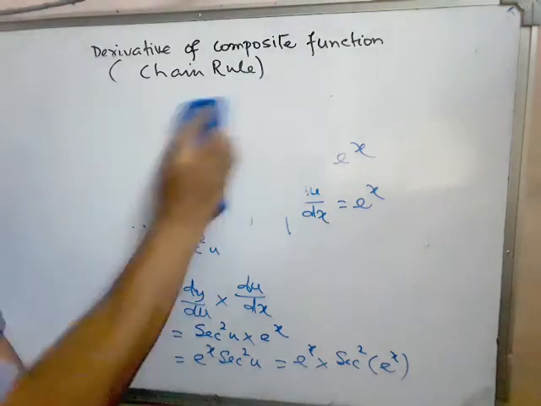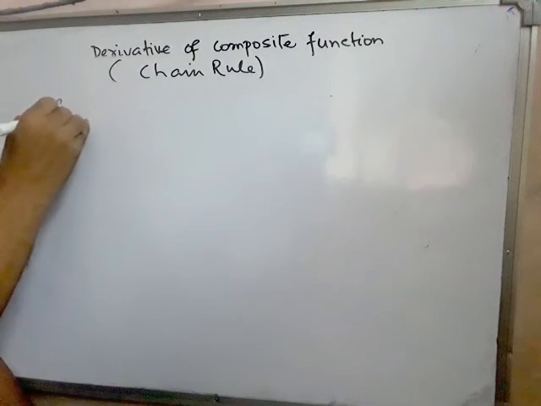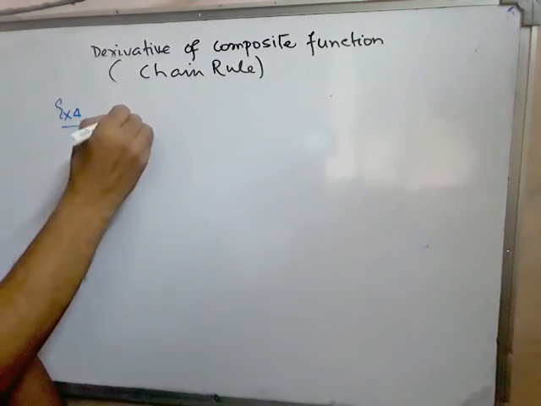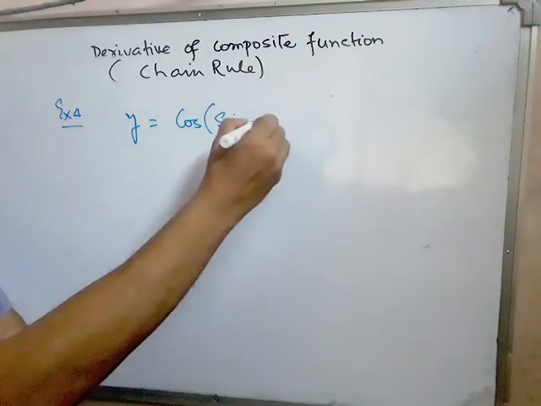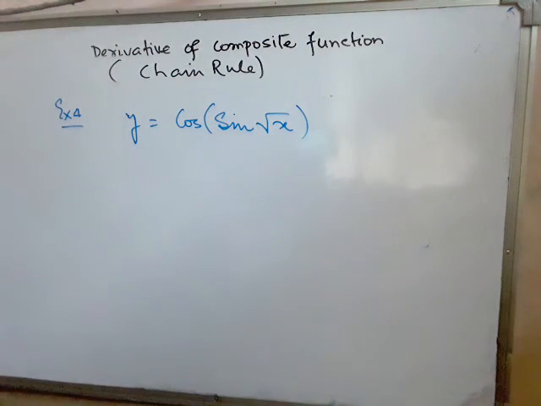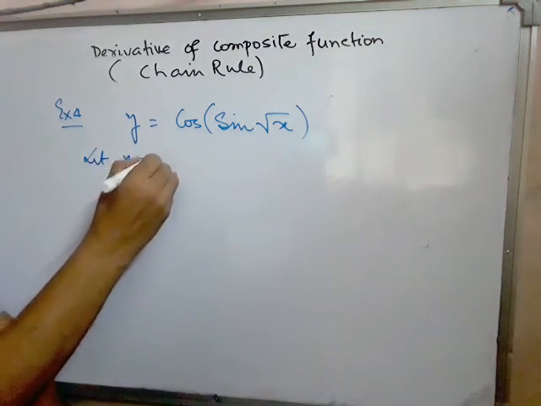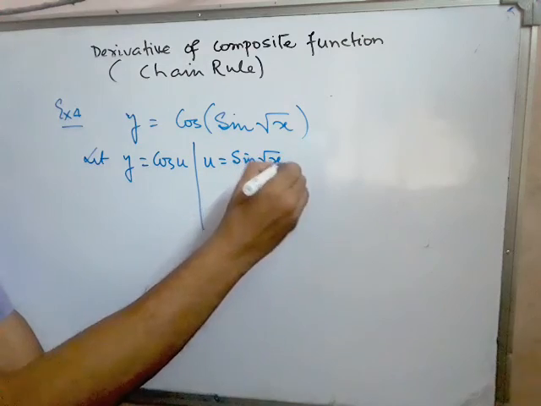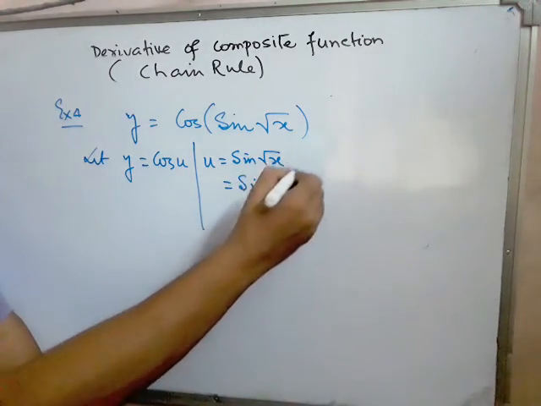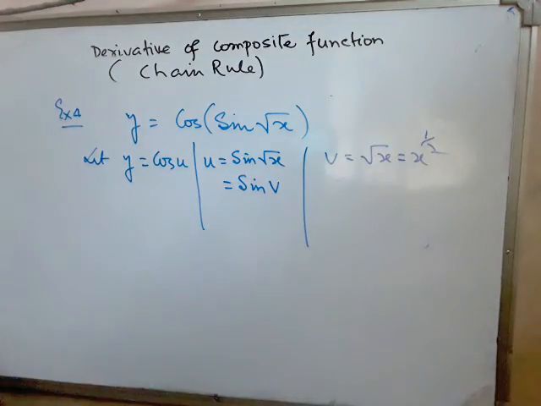One more. Example number 4. Say y equal to cos of sine root x. Y equal to cos of sine root x. At that time, what to do? Let y equal to cos u, u equal to sine root x or sine v, and v equal to root x, that is x to the power half.